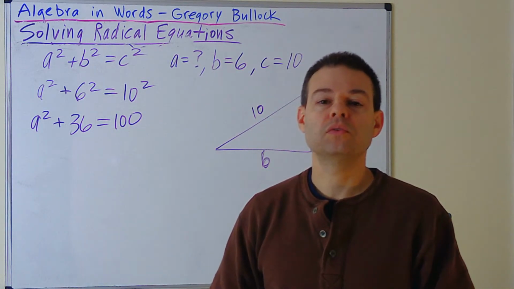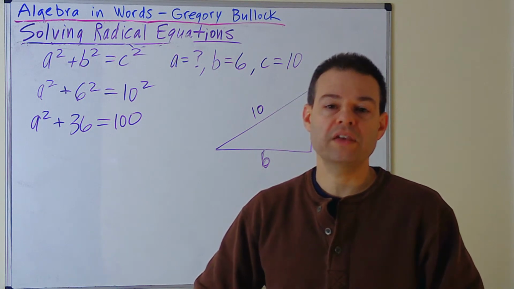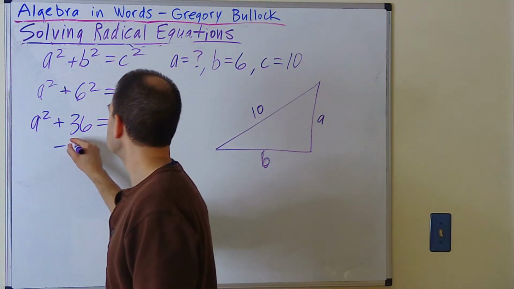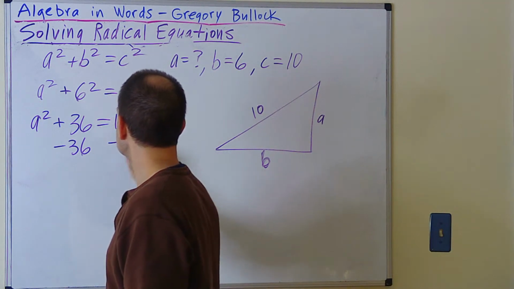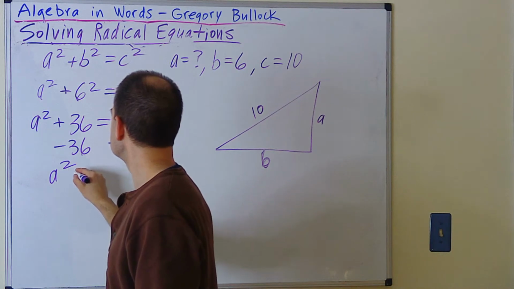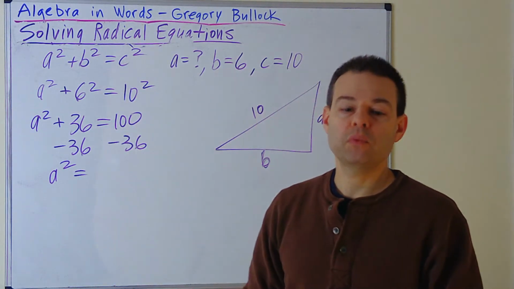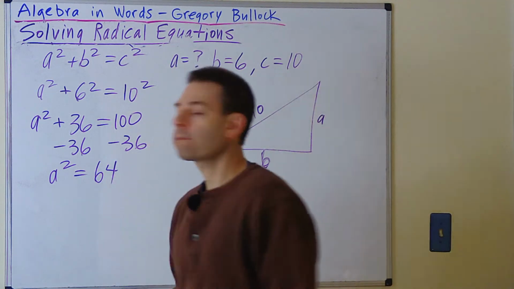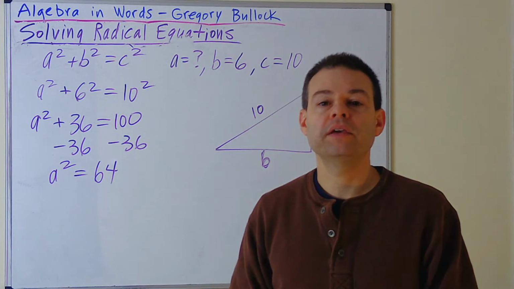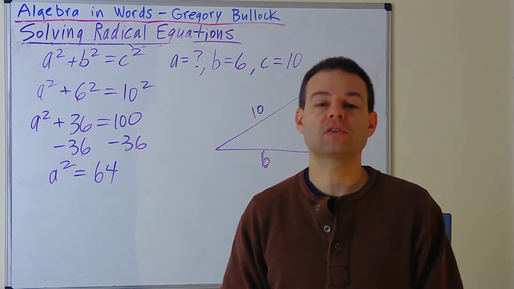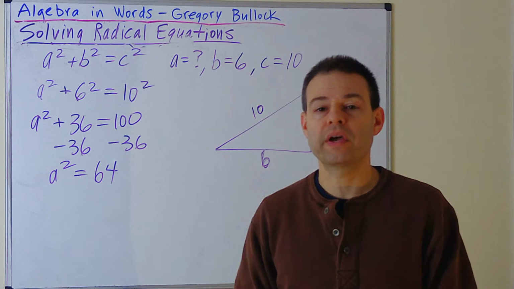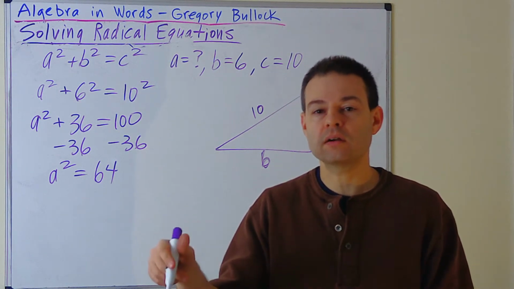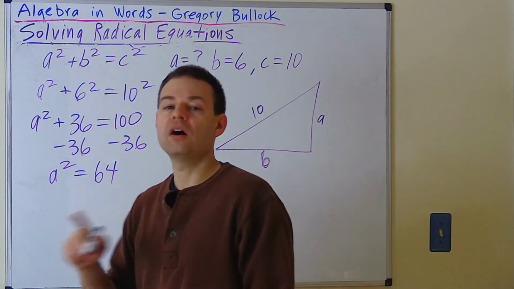And now we're going to try to isolate the term a squared, and to do that, we're going to subtract 36 from both sides. And when we do that, we get a squared is equal to 64. And the radical comes into play here because when we have a squared term, to get rid of the square, we take the root that's the same as the power. Since this is squared, we're going to take the square root of both sides.